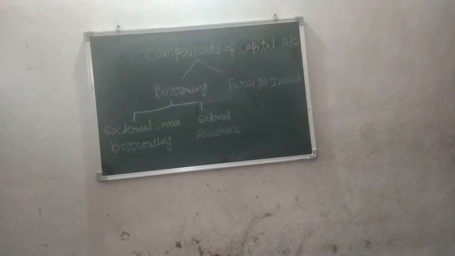Okay, in simple language we can say if foreign currency, foreign exchange is coming to India, then we will record it as credit side, and if foreign exchange is going from India, then we will record it as a debit item. Okay, beta. Now foreign investment.